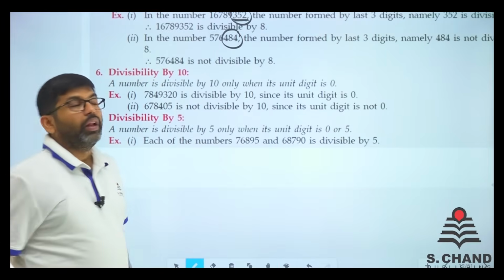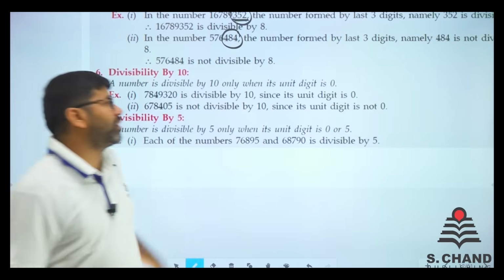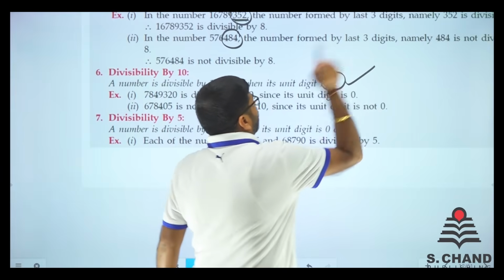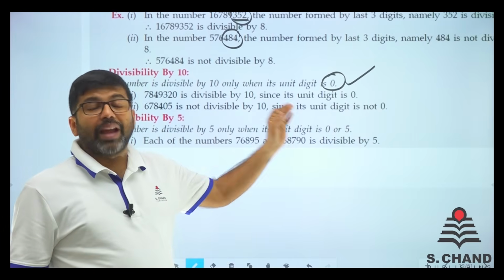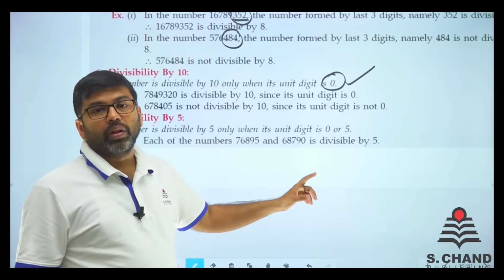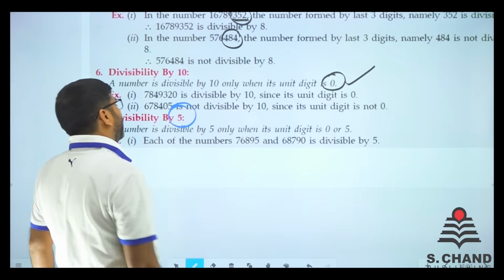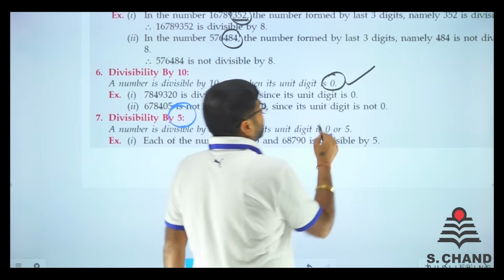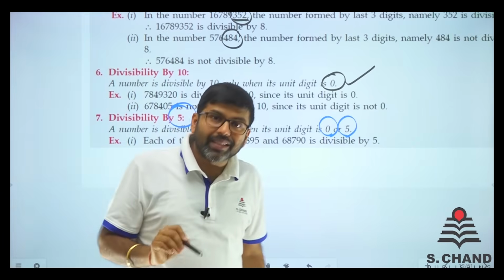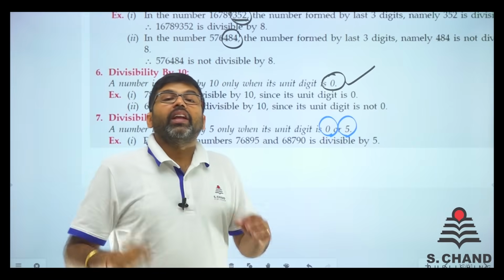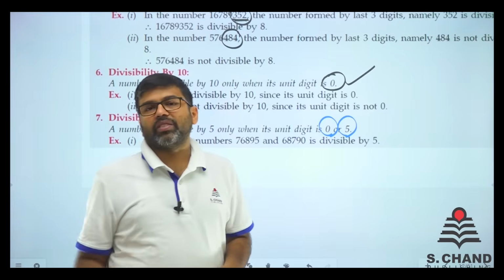Now divisibility by 10, I guess this is the easiest one. Need not tell you. If the last digit, the unit digit, the ones place, is 0, it is divisible by 10, nothing else to do. If the last digit is 0, that means it is divisible by 10. Divisibility by 5, so the last digit must be 0 or 5, nothing else. The last digit must be 0 or 5. If it is like that, it will be divisible by 5, otherwise not at all.